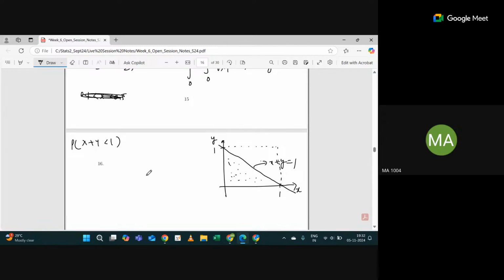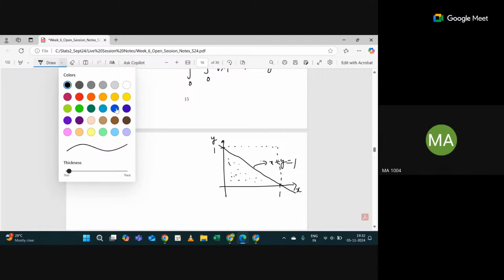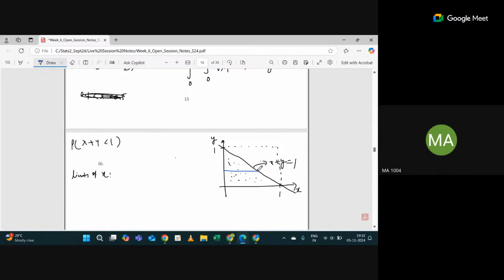So what will be the limit of x? Let me start in reverse order. I have to draw a parallel line with respect to the x axis. So the limit of x will be 0 to 1 minus y. This line is x plus y equal to 1, that means x will be 1 minus y, and the limit of y will be 0 to 1.